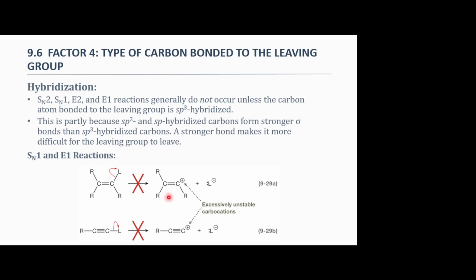So this right here is going to be your SN1 and E1 reactions. They don't generally happen unless you're using an sp3 hybridized carbon there. If you have a double bond or a triple bond there, this is not generally going to happen. It's not generally going to have the leaving group leave because this is going to be an excessively unstable carbocation. Now again, theoretically, you would think that you could. It's just it generates an excessively unstable carbocation.